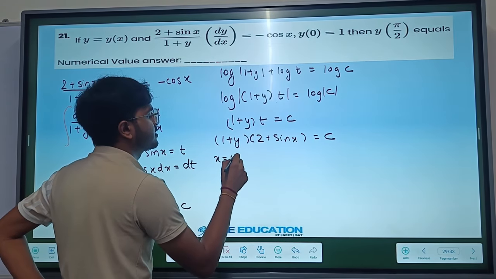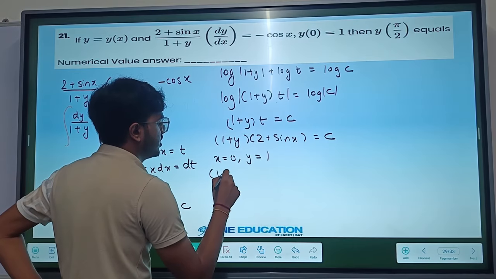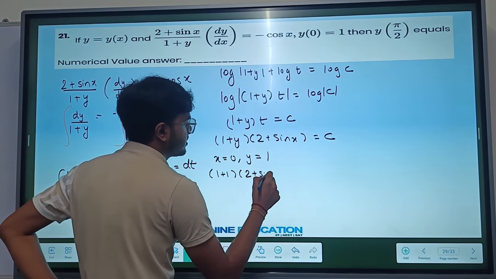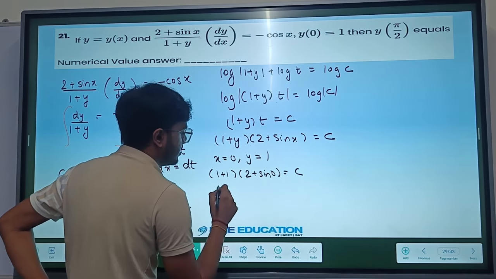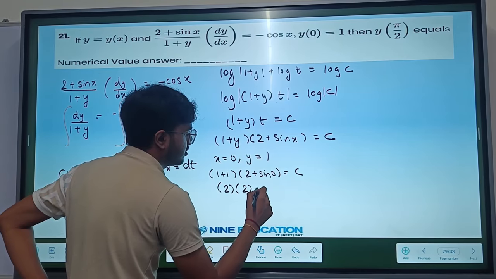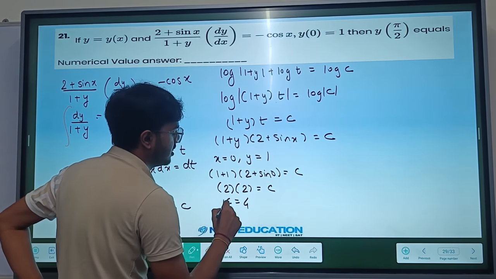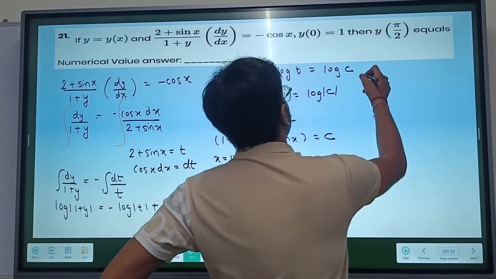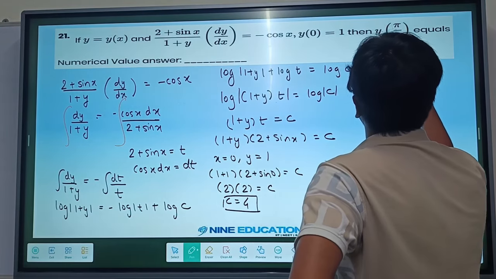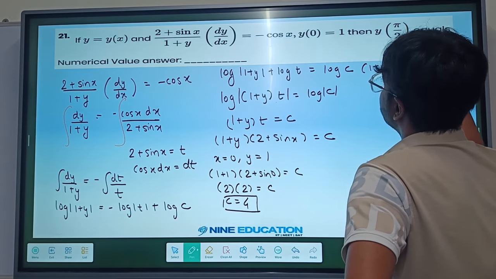Now it is given that x equals 0, y is 1. So (1 plus 1) into (2 plus sin 0) equals c. So 1 plus 1 is 2, 2 plus sin 0 is 2, equal to c. So the c value is 4. So what do I get as the equation? (1 plus y) into (2 plus sin x) equals 4.